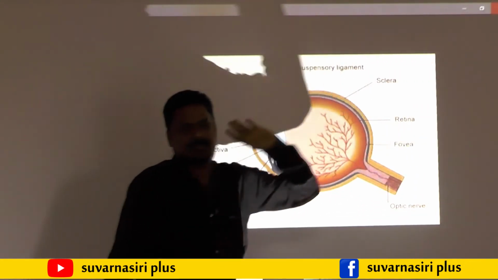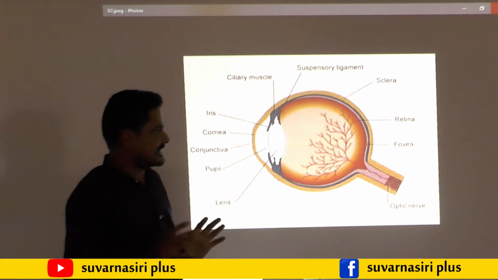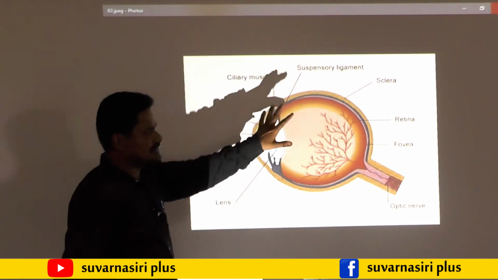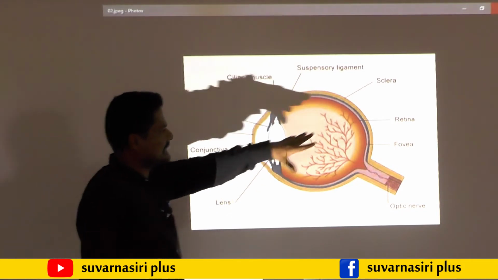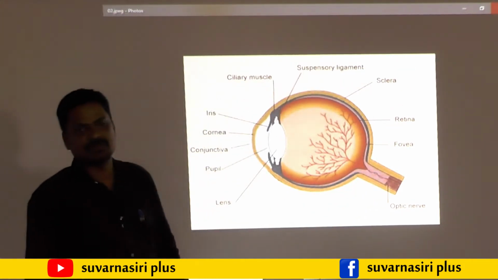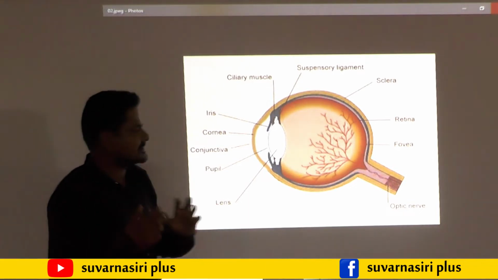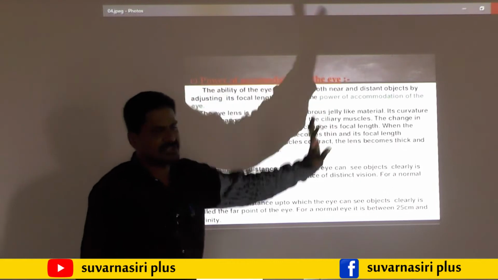This is the optic nerve. Through this the electrical impulses travel, for whatever objects we are seeing. Just for example, I'm seeing this eye diagram. Whatever I'm seeing forms on the retina, and through the optic nerve it goes to the brain, and the brain interprets the image of the eye.